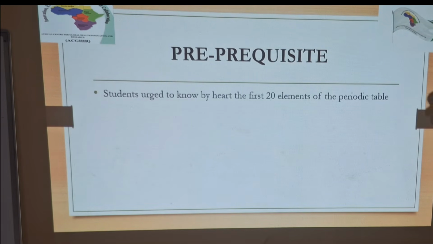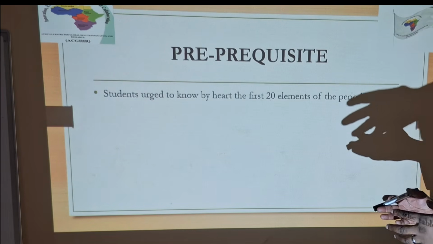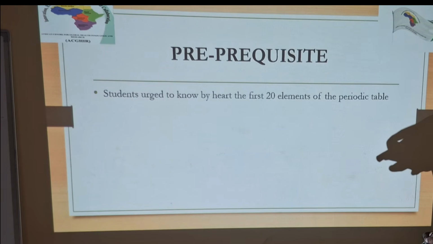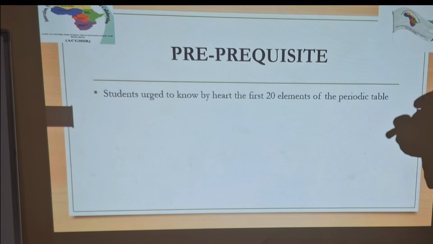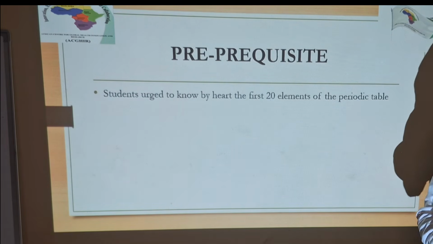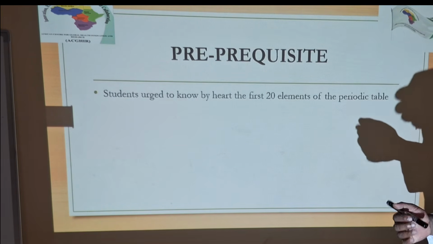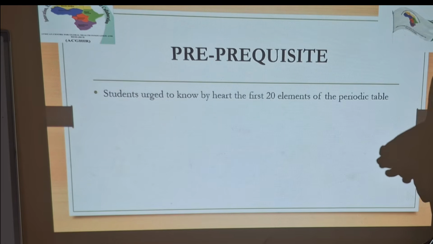I urge all my students to know these first 20 elements by heart and to be able to state the atomic numbers, the mass numbers, as well as the electronic configuration, including in the SPDF notation, for the first 20 elements of the periodic table. That is a foundational aspect of chemistry, and it gives you a firm foundation to launch your career as far as chemistry is concerned.